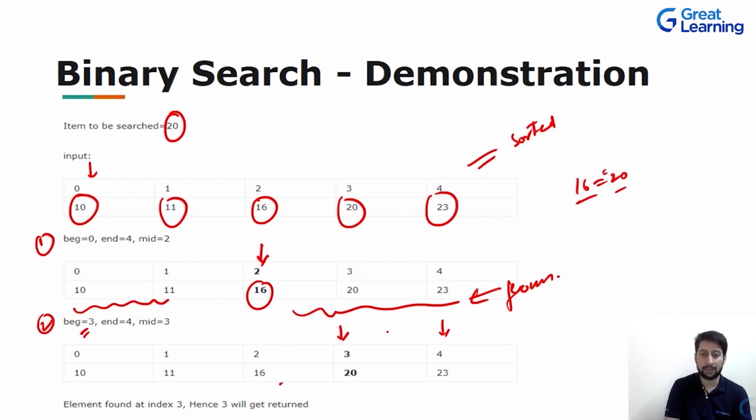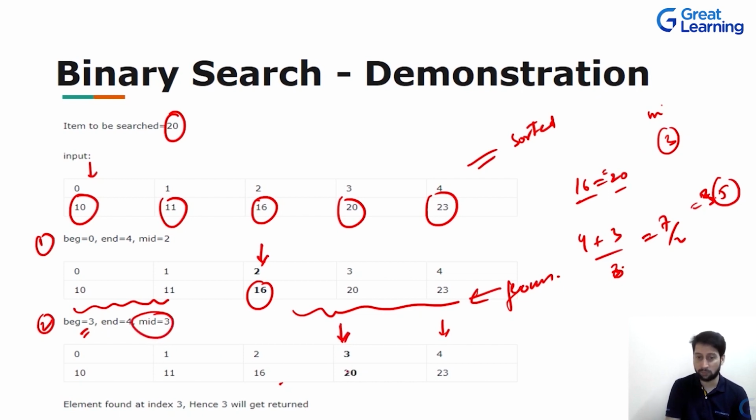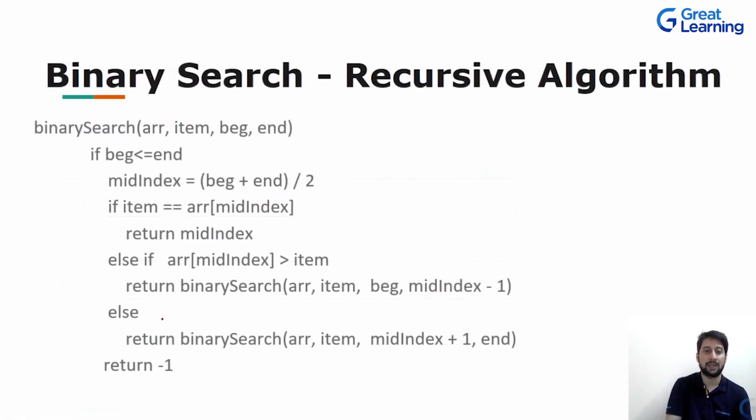Now we'll find the middle index, so it will be 4 plus 3, that is 7, and divided by 2, it is 3.5. Since truncation will happen, the integer middle index will be 3. So you can see the middle index is 3. Now, is this the element that we're looking for? Yes. So we'll return the index. We found our element at index 3 and hence we return 3, because if you observe carefully, if the element is found, it returns the index. So this will be returned.